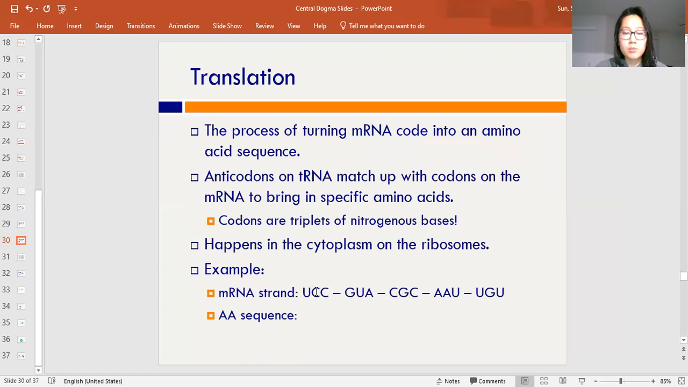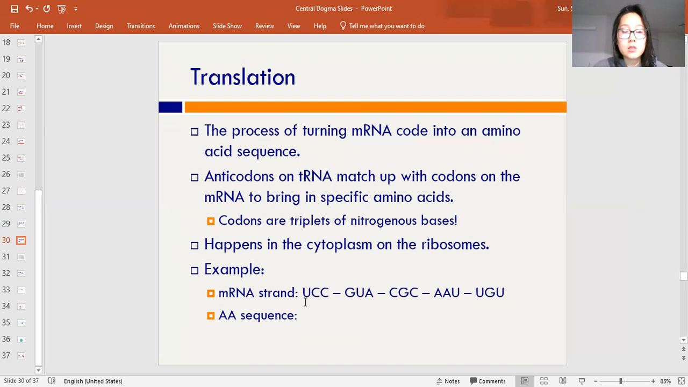So the reason why I've grouped them into 3 at a time here, like UCC, GUA, CGC, is because those are codons. They are 3 bases at a time on the mRNA. Anticodons are obviously the exact mirror opposite that match together on the tRNA. If it doesn't match, it's not going to bring in that amino acid into the protein sequence.